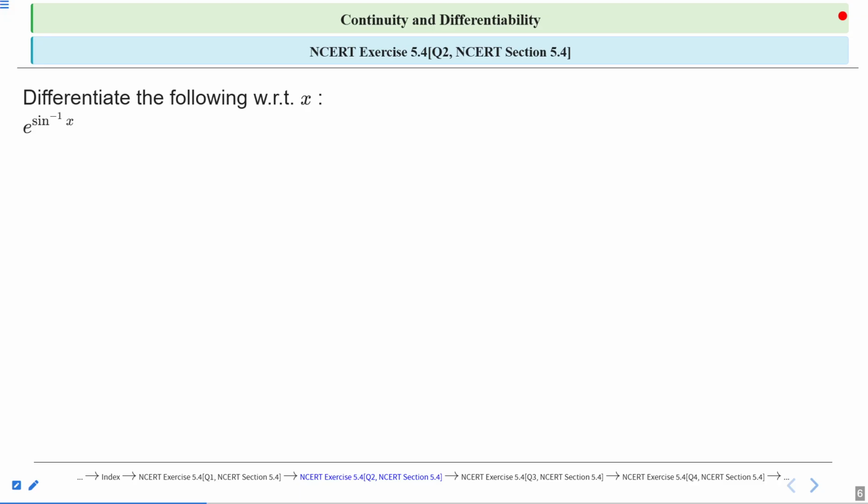So it is in NCERT exercise 5.4 question number 2, and it says differentiate the following with respect to x, and the expression is e to the power sine inverse x, right? You have to basically differentiate e to the power sine inverse x, right? Again, you have 40 seconds to solve or think about this question. After that, we'll move to the solution part, right?